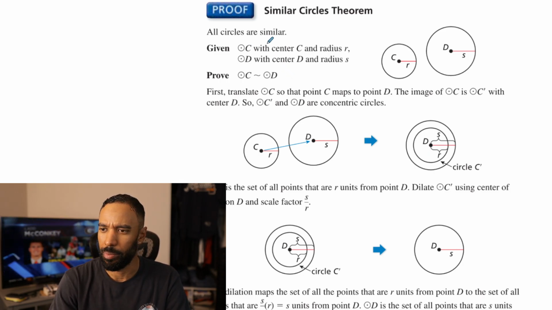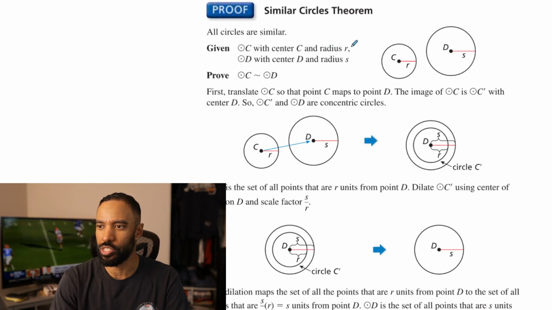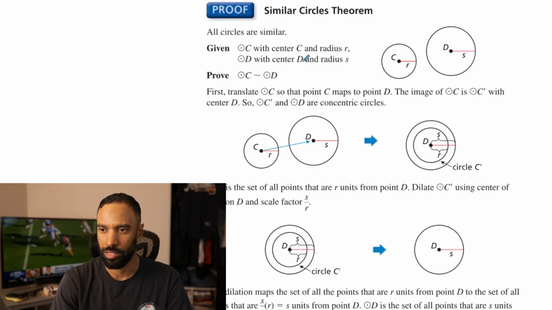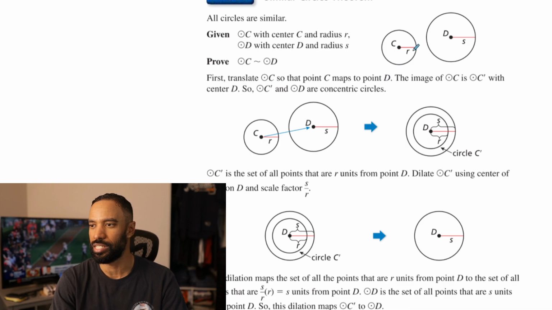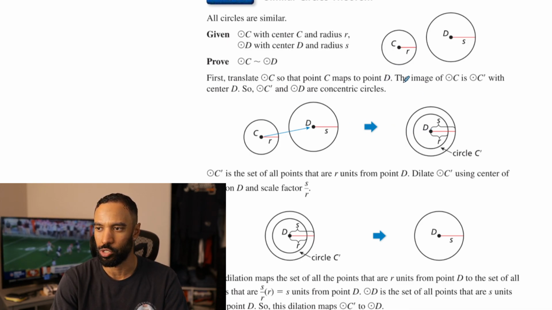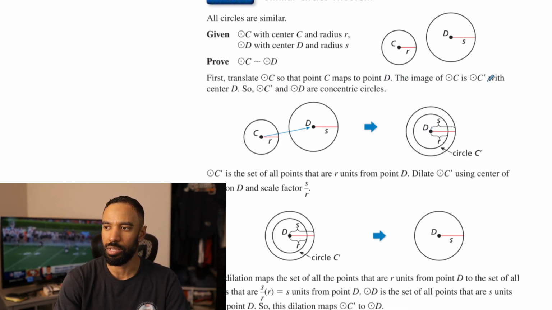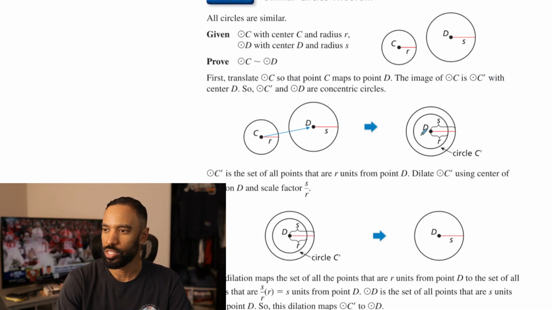They said apply transformations. Given circle C with center C and radius R, given circle D with center D and radius S. This is a proof. I hope it's the only time we have to look at the proof. Prove that circle C is similar to circle D. I think you're going to map one onto the other. Okay, translate it, so it maps point C onto D. So same center. Boom. Put right next to each other. The image of C is circle C prime with center D. It's right here.